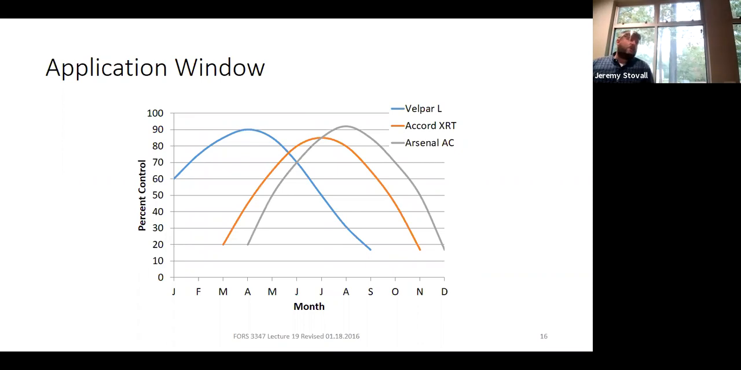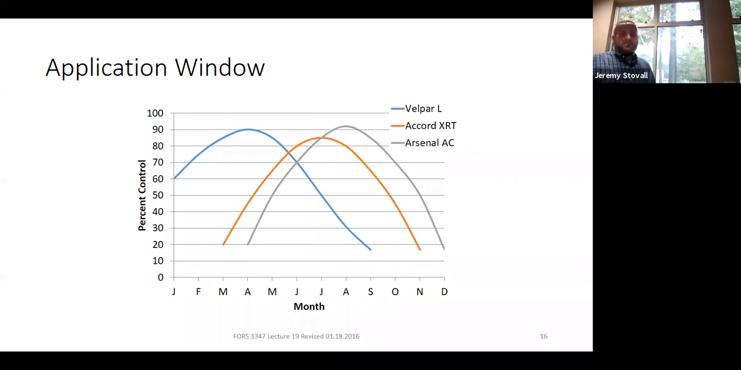You only have certain application windows, right, outside of which they're not effective. So Velpar on the left there in blue, you can see it hits peak efficacy in March, April. So remember, is Velpar, that's hexazinone, soil active or foliar active? If it's most effective in mid-March. Foliar, yeah, sorry, soil active, yes, it's soil active. If it was foliar, we just don't have enough leaves on things yet, so it doesn't make sense.